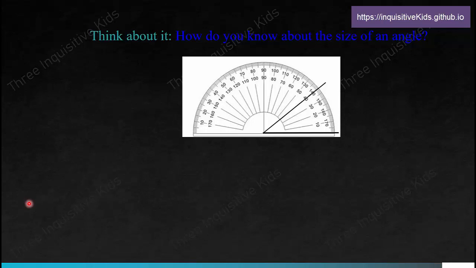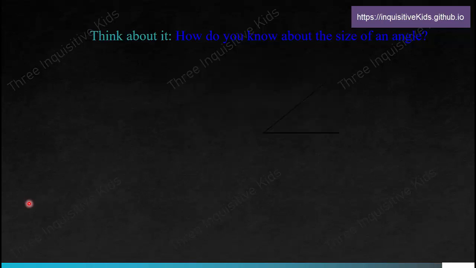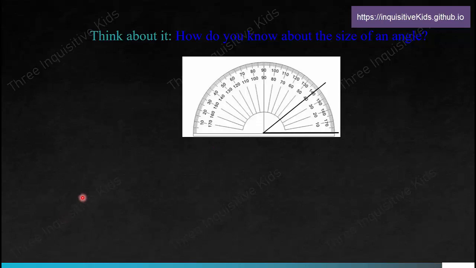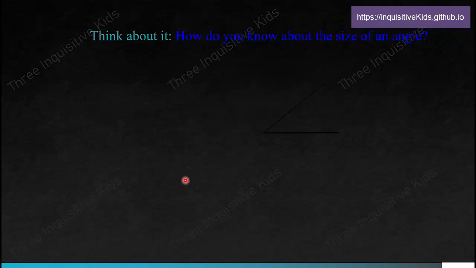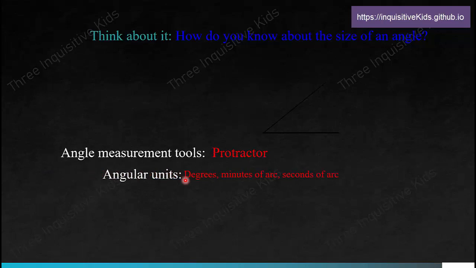Think about this. How do you know the size of an angle? Well, you could compare angles. You could just measure them directly. And here, angle measurement tools. Protractor. You probably have this in your ruler set. It's that semicircle kind of shape, with marks littered over the edge of it. And then angular units: degrees, minutes of an arc, seconds of an arc. What are those? We'll get into that.